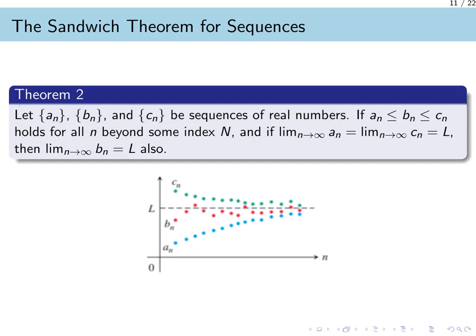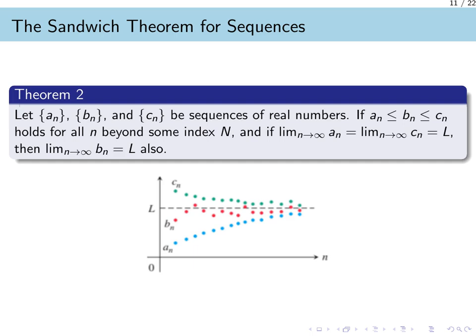The main idea involves 3 sequences. Suppose we have a sequence, which we can call b sub n, whose limit we want to find. If we can find 2 other sequences, a sub n and c sub n, that effectively trap or sandwich our sequence, we can use their behavior to understand b sub n.